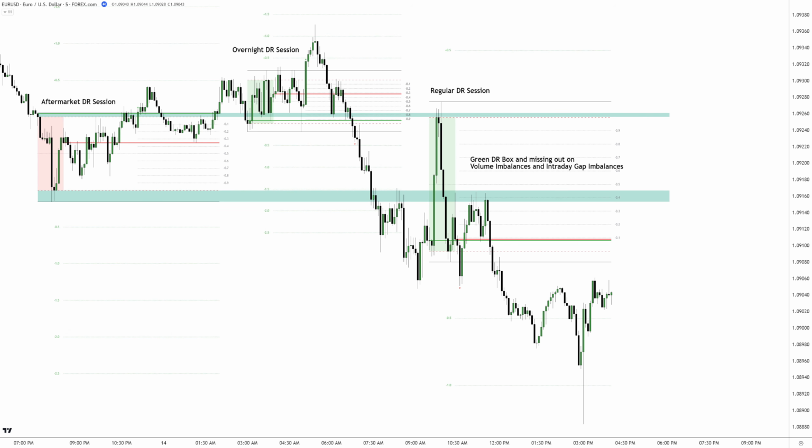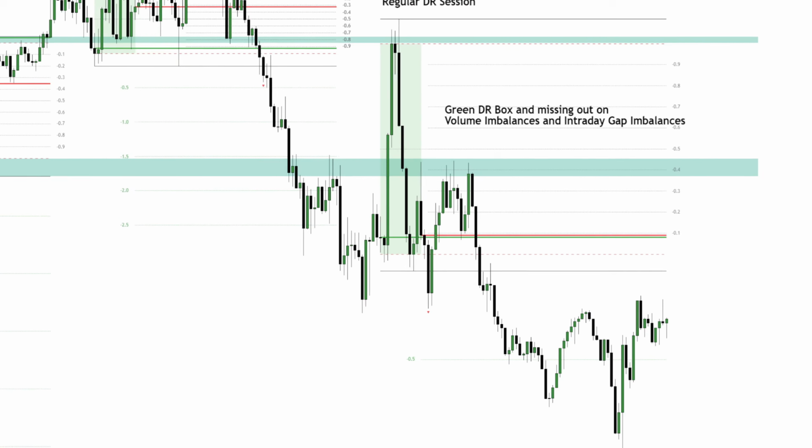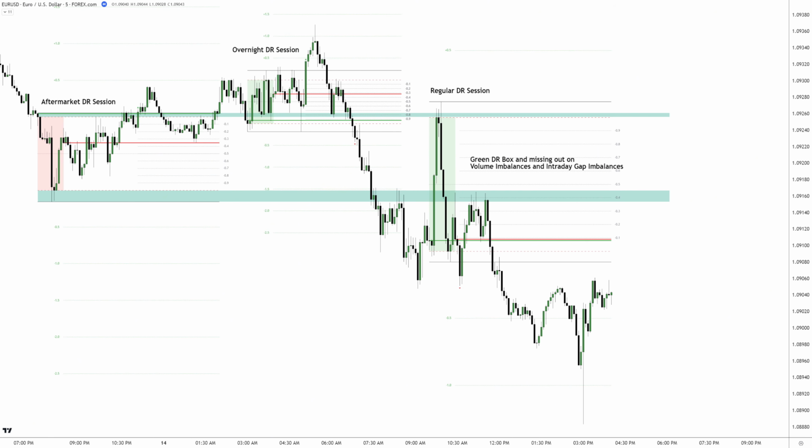A quick look at the spot market price chart shows similar behavior, but you'll notice some differences. For example, the DR box is green on the spot market with the closing price slightly higher than the opening price. Additionally, you would have missed out on some of the volume imbalances as well. This shows why cross-referencing with futures charts is so important.